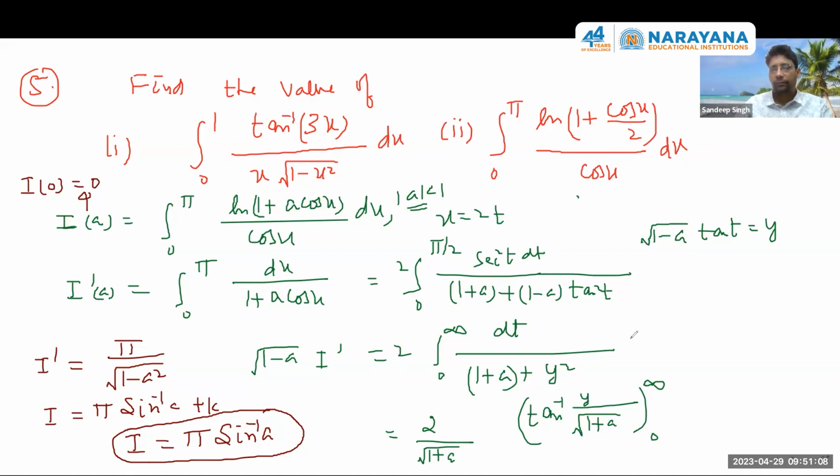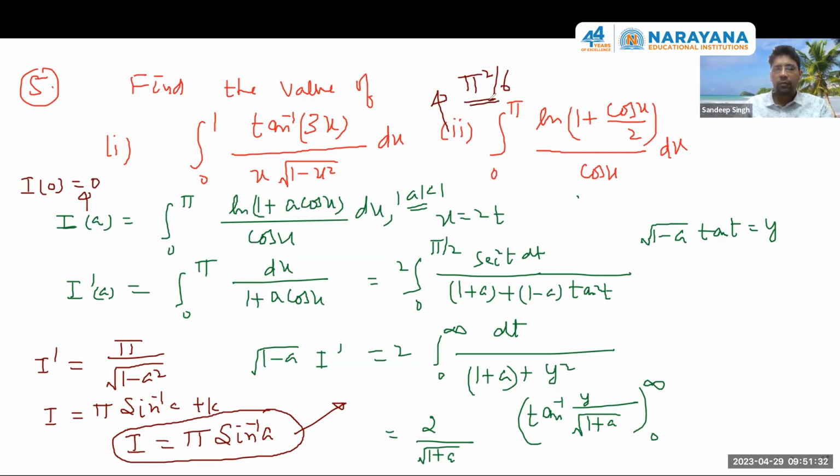Is that clear? Pi times sine inverse a. This is the value. And for half, what will be the value of this? Perfectly, 2. Because I have chosen half, that value could be found directly from this. Sine inverse half is pi by 6. So pi square by 6 is the answer for the second.